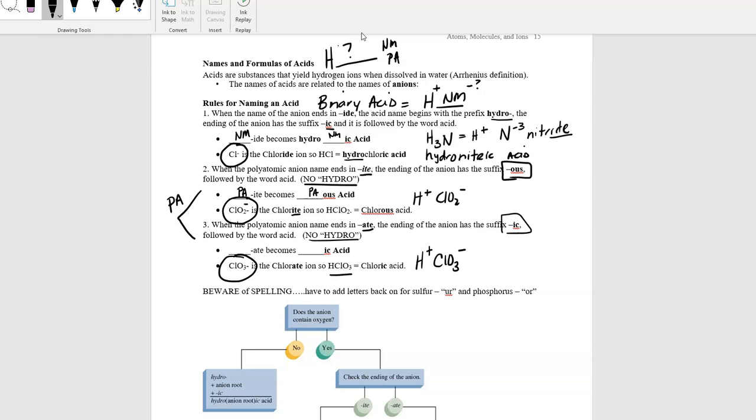Do not confuse this first one with this one, okay? One has hydro, the other one doesn't. When you have hydro, that means it's only H and 1 nonmetal. If it doesn't have hydro, that means it comes from a polyatomic.